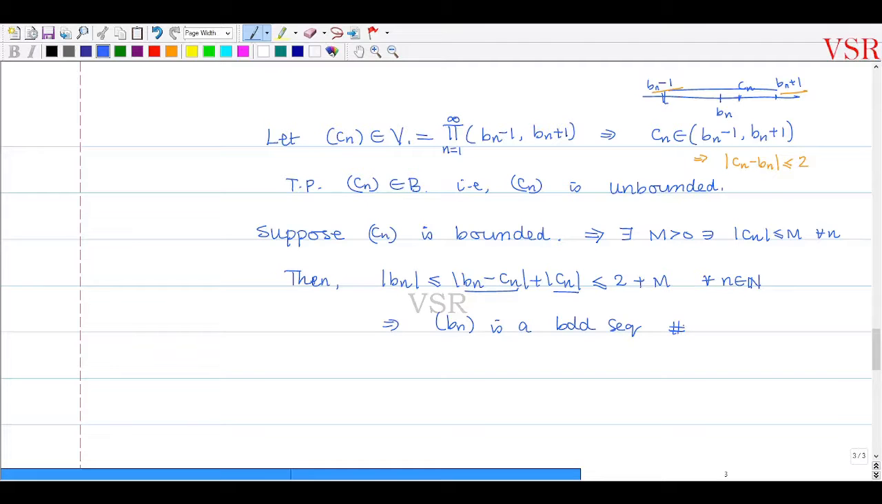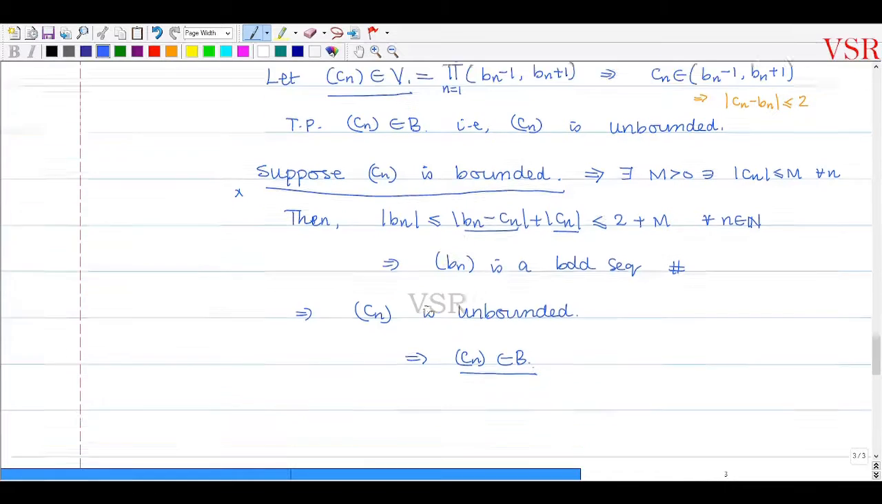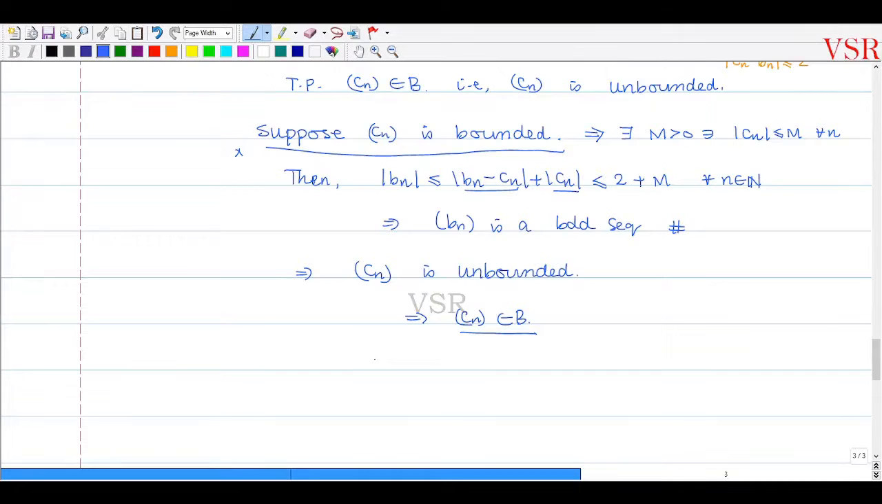கரெக்ட்டா? அப்போ suppose Cn is bounded that is wrong. This is wrong. So this implies that Cn is unbounded. இது unbounded ஆக இருக்கிறதுனால this implies that Cn must belong to B. அப்படின்னா என்ன, எப்படி ஆரம்பிச்சீங்க? Let Cn belong to V ன்னு ஆரம்பிச்சீங்க, and we have proved that Cn belongs to B ன்னு proof பண்ணிட்டோம். That implies that capital V is a subset of B. Hence தனியா எடுத்து எழுதிடுவோமா என்னெல்லாம் proof பண்ணிருக்கோம்.